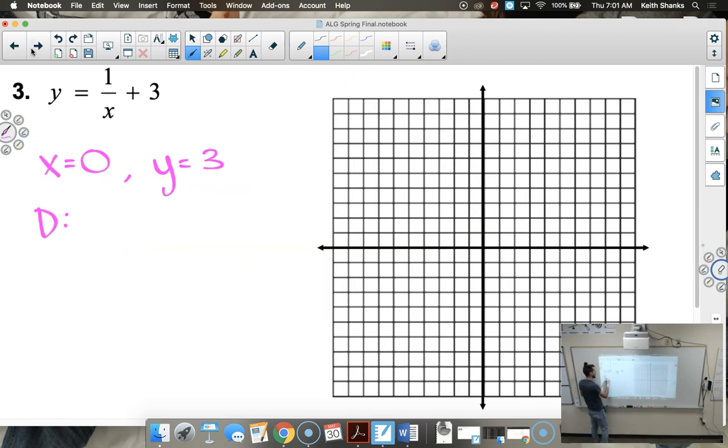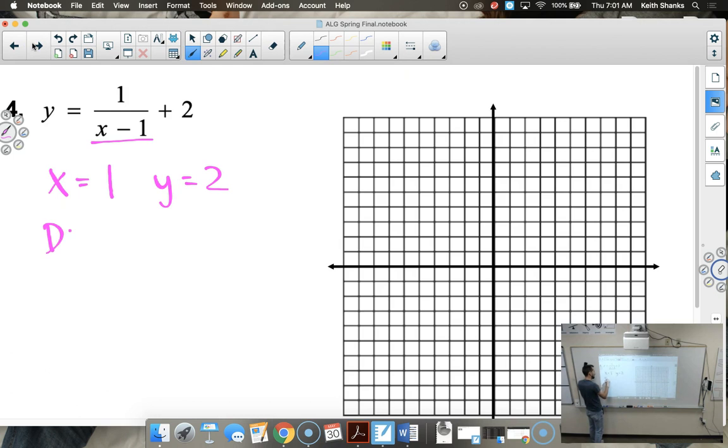And so you look at these two. My domain, I just forgot they asked us about this. X does not equal 0. My range, y does not equal 3. Okay. And again, on this last one, domain, x does not equal 1, and range, y does not equal 2.